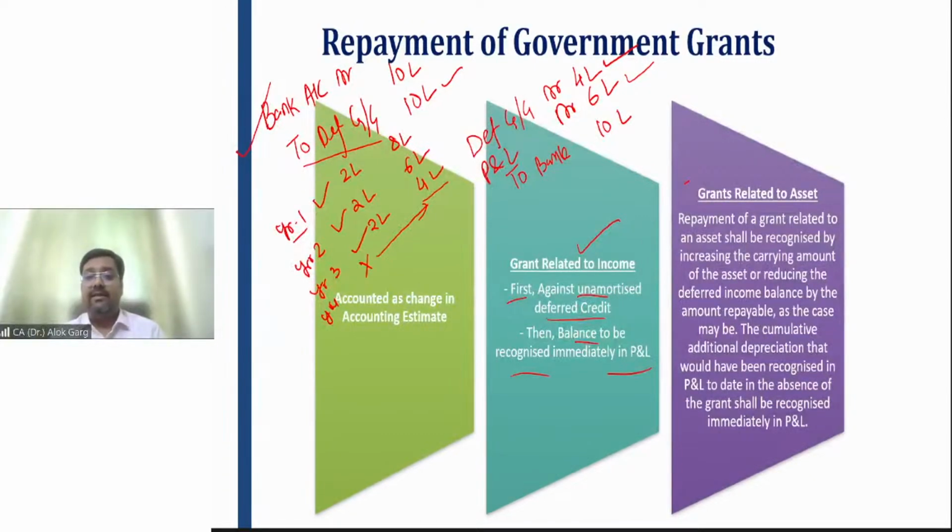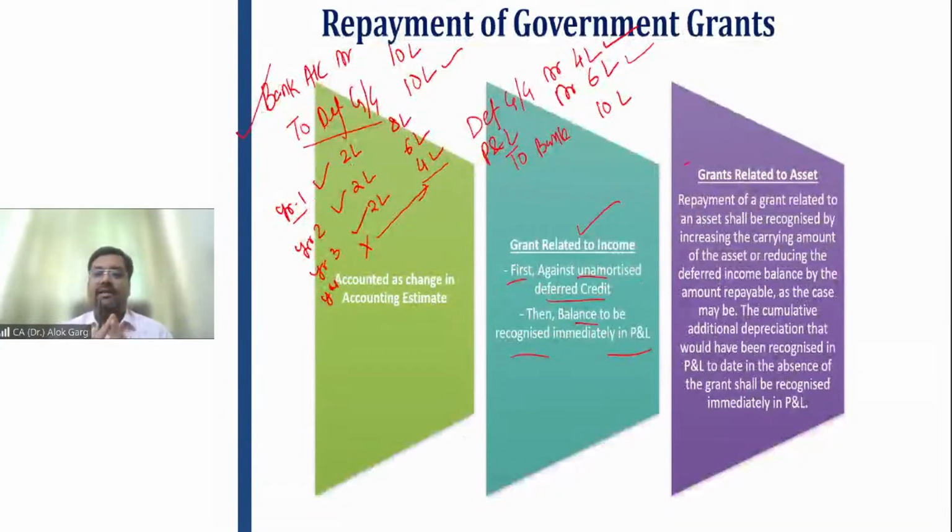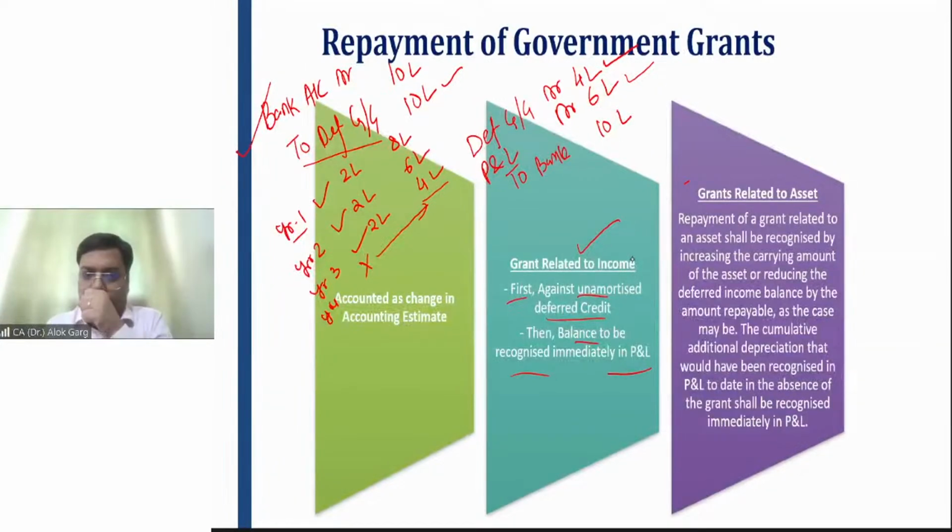What about others, guys? Have you understood that it is considered as a change in accounting estimate? Second, if the grant is related to income and there is any deferred government grant balance, adjust it from that. If not, then completely from P&L. But if the balance is there in deferred government grant, you need to debit deferred government grant and take the difference in the P&L. Okay, sir.